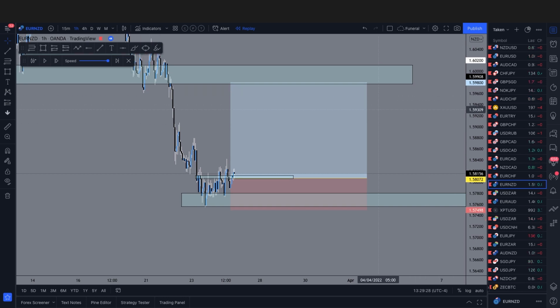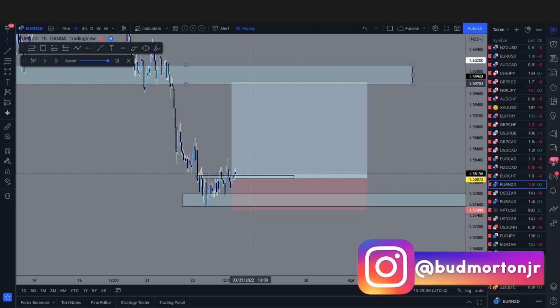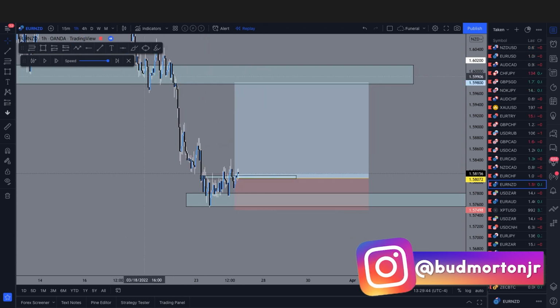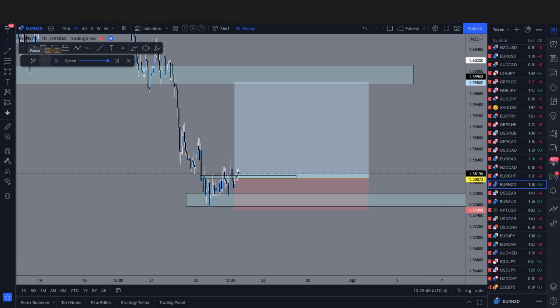So all we have left to do is let this market play out. We found a favorable risk to reward. Actually, this one is a 3 risk to reward, stops below the low, targeting a higher high from our higher time frames, previous structure support that retested should act as resistance. Now this is Euro NZD. We can go ahead and play it through and see what we get.